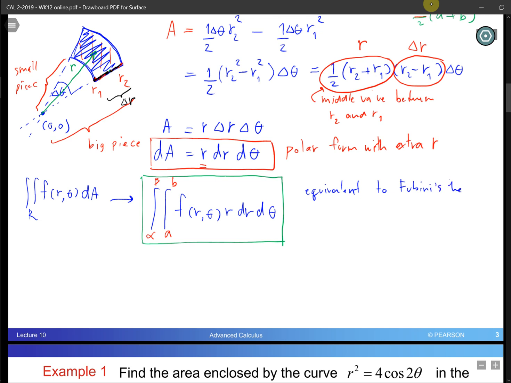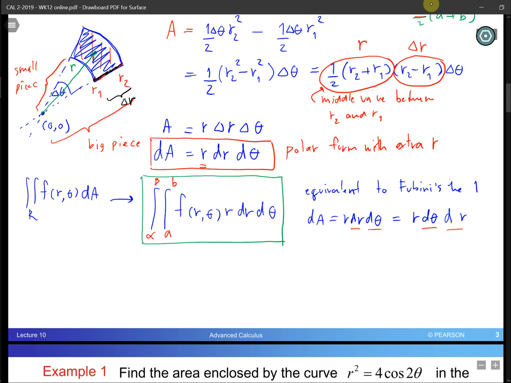Theorem 1 that we learned from last lecture. If you look at this dA here, it is equal to r dr d theta, but it's also equal to r d theta dr. It means that the order of integration, you can do it with respect to r first and then theta, or you can do it with respect to theta first and then r.